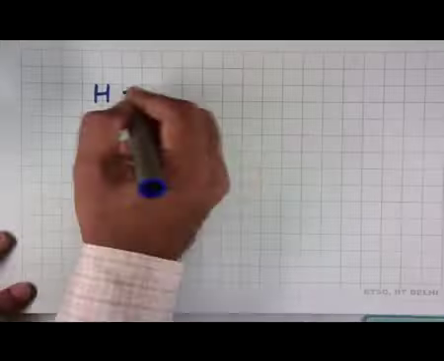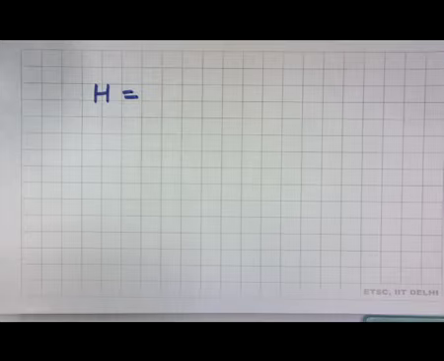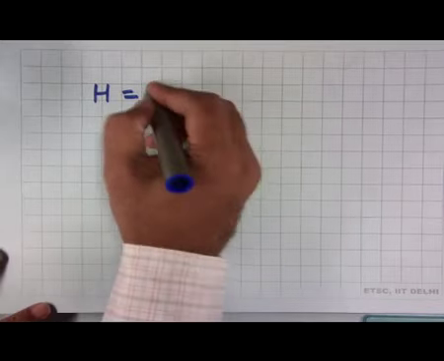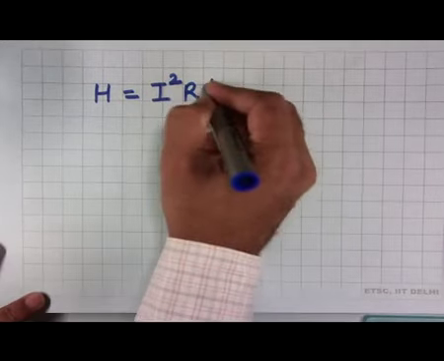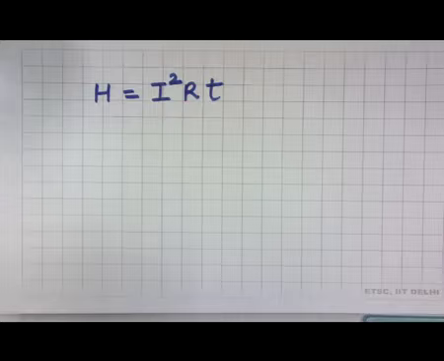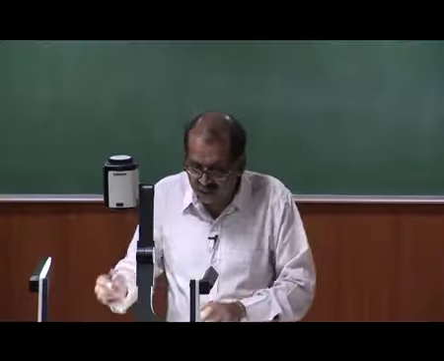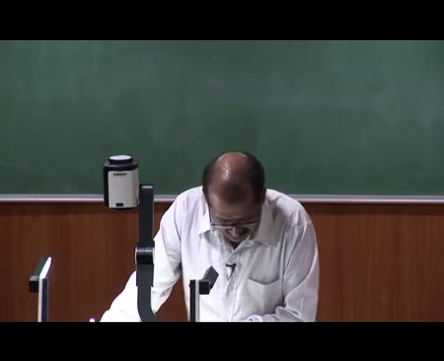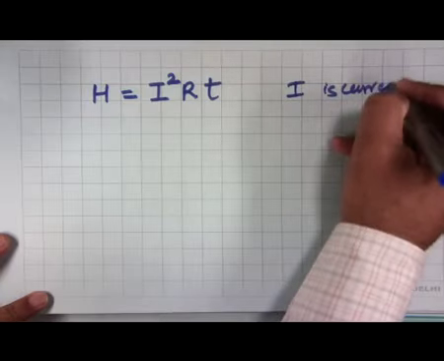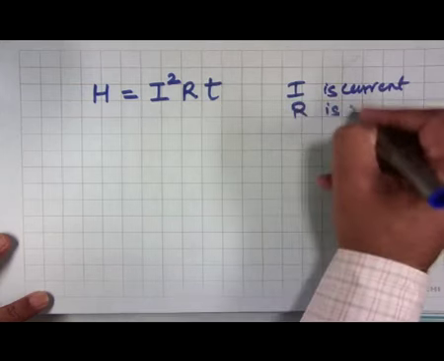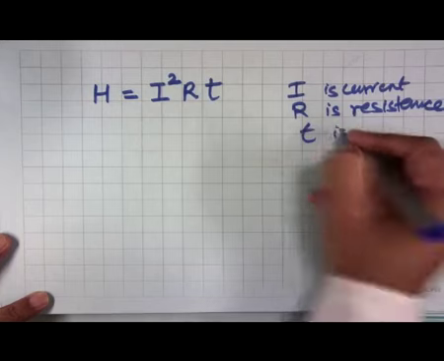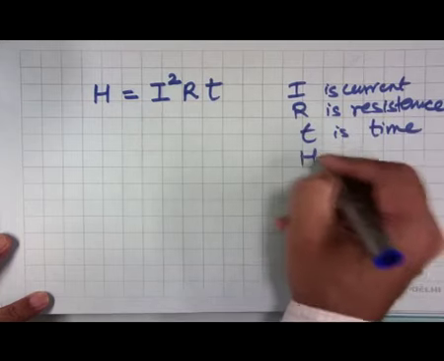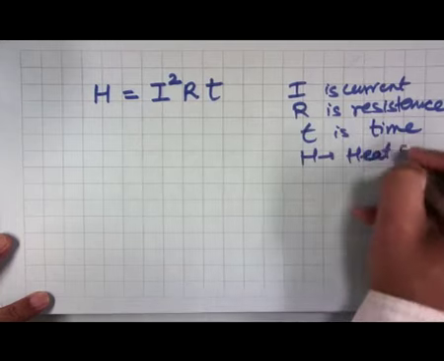The heat generated in a wire where the current of I amperes is flowing and whose resistance is R is given by I square R times T. Power is equal to I square R, and when we multiply it by T, that gives us the total heat. So, here I is the current, R is the resistance, T is the time, and H is the heat generated.